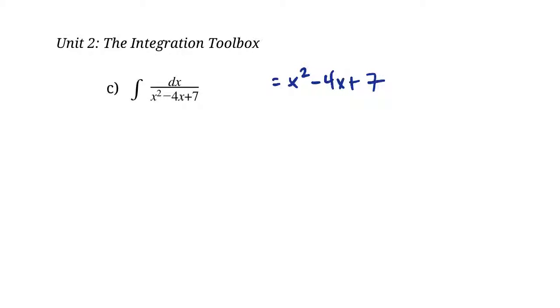So I'm just going to do it super quick here. We essentially factor out the first term, x squared minus 4x, and then plus 7, like that. We factor out the first term. In this case, a is 1, so we don't have to do anything with that.